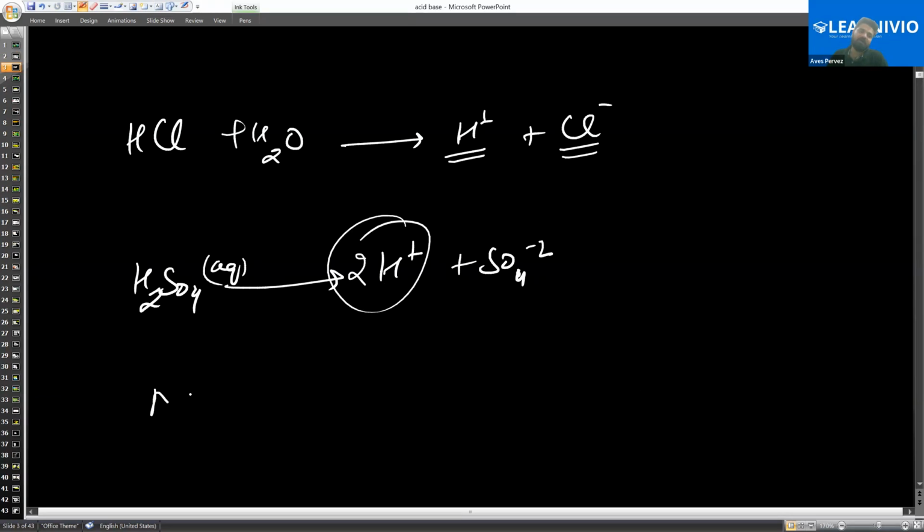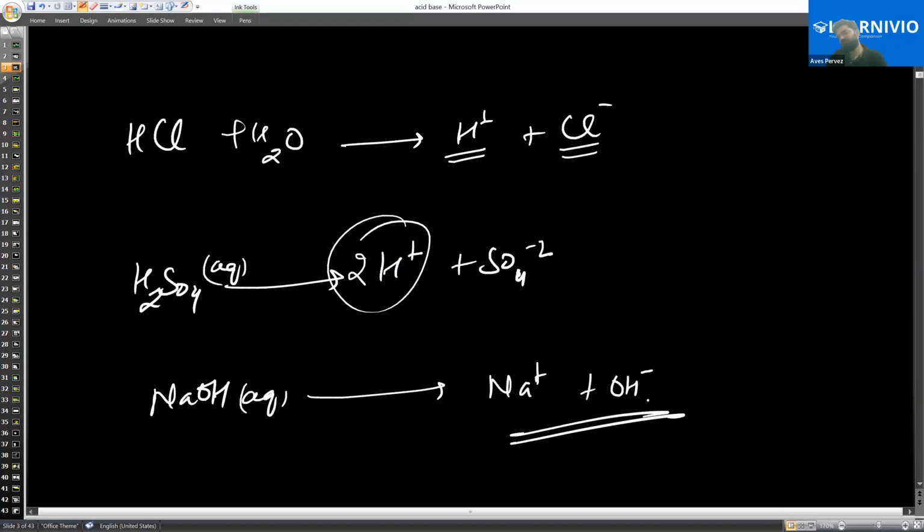But if you add a base like NaOH in water, it will give you Na positive and OH negative ion. This is called a base. Base means OH negative, and acid means H positive. We consider OH combinedly. It is OH, not H negative. Okay sir, please put it down.